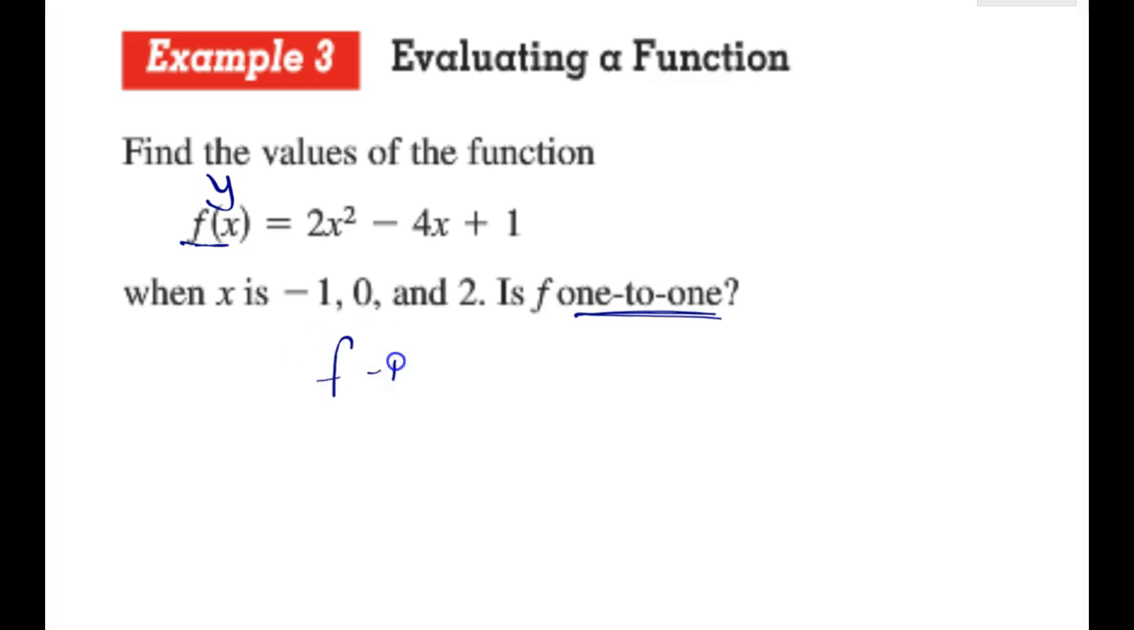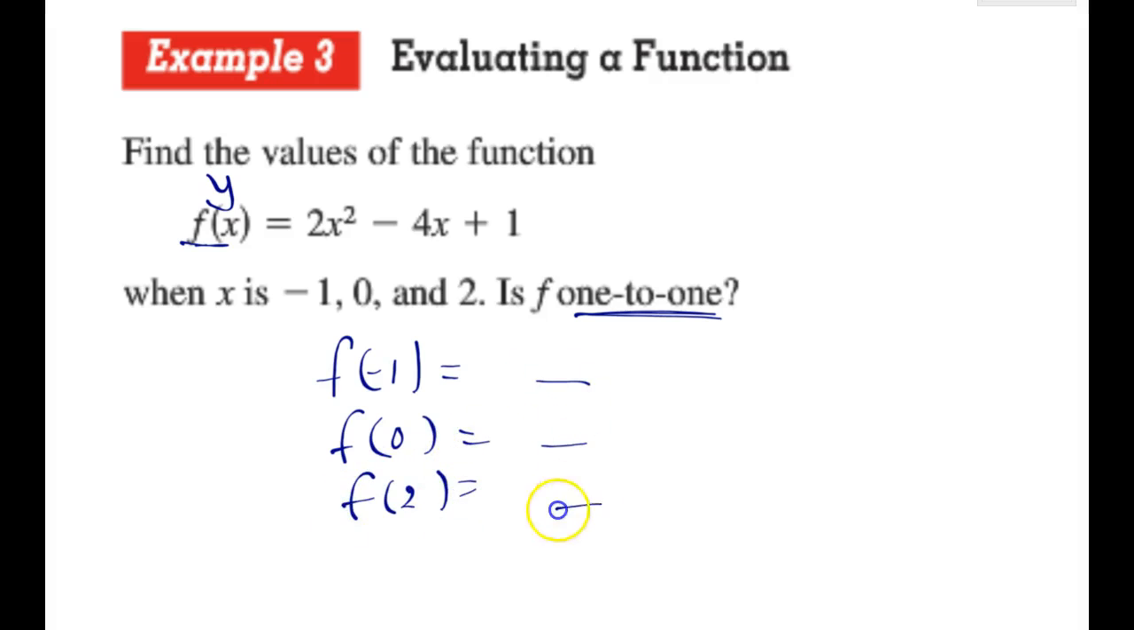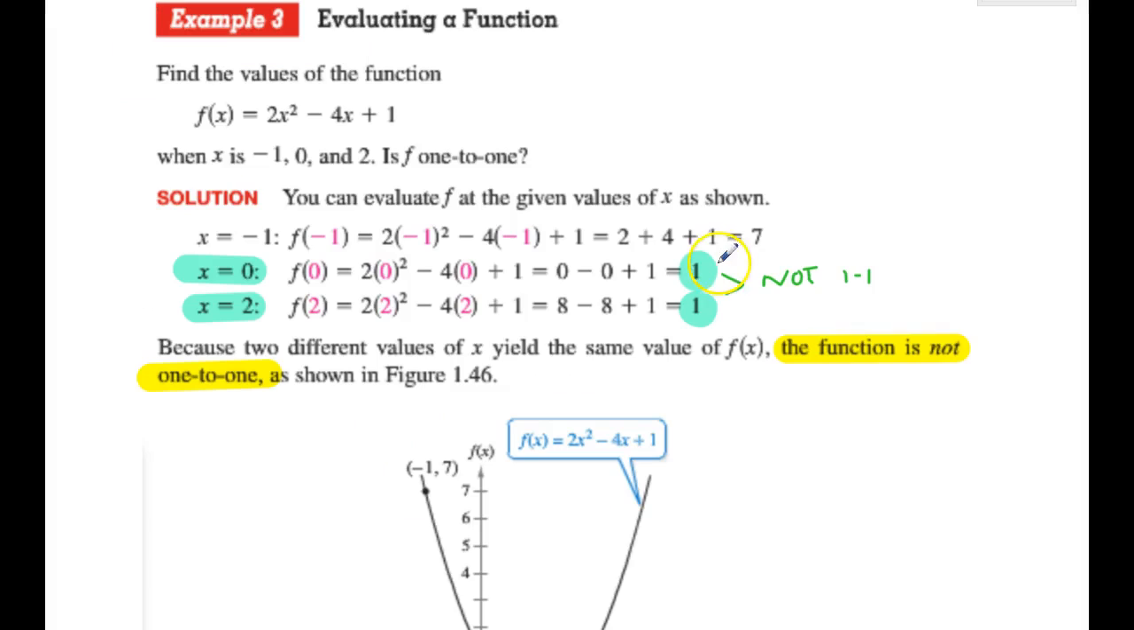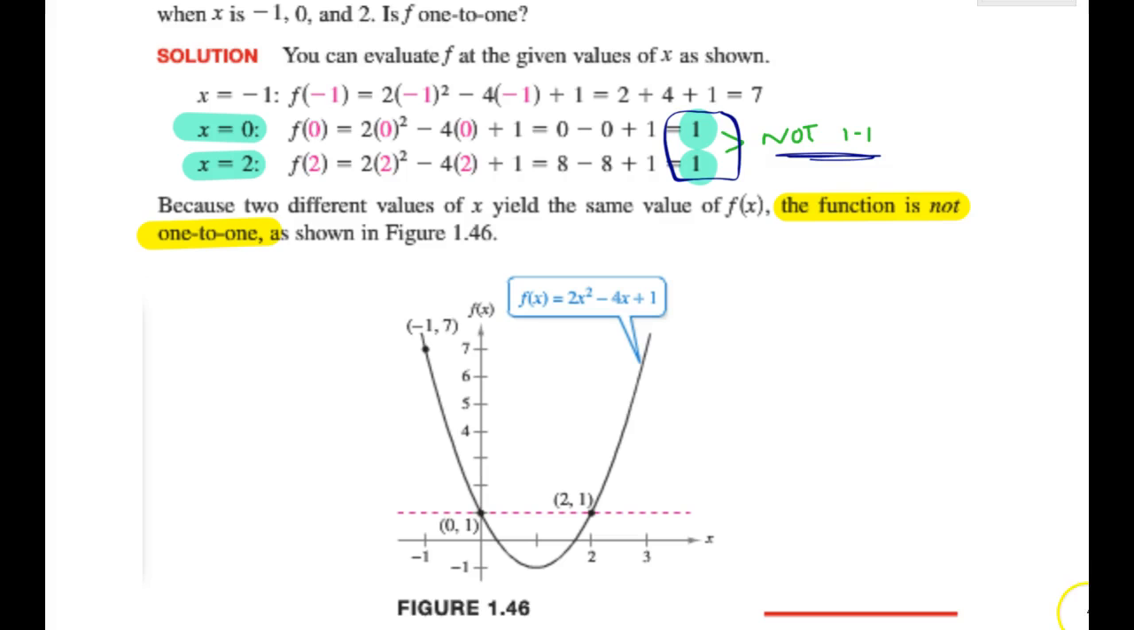The suggestion is to test all three of these points and see if there are any duplicates. To save time, you can see that there is a duplicate, so it's not a one-to-one function. Again, it's easier to see: it passes the vertical line test, but it does not pass the horizontal line test.